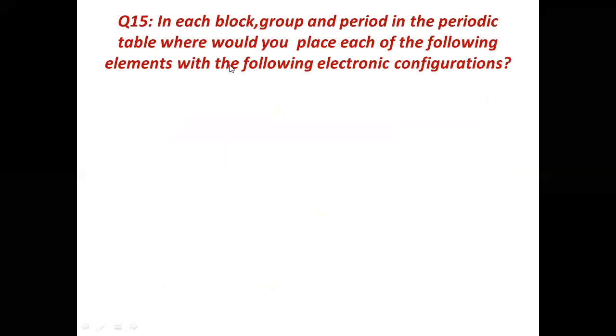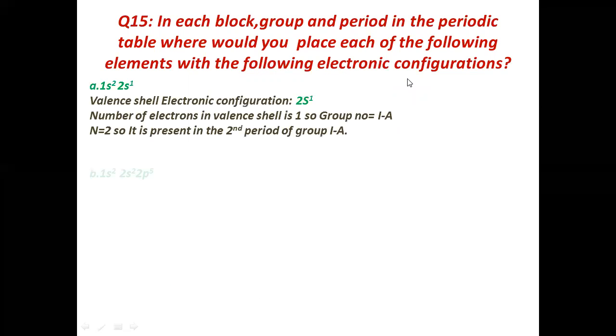Question number 15. In each block, group, and period in the periodic table, where would you place each of the following elements with the following electronic configuration? 1s2 2s1. The valence electronic configuration is 2s1. So the number of electrons in the valence shell is 1, so it will be present in group number 1A, and the period number, the n value is 2, so it will be present in period number 2.